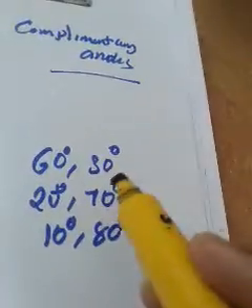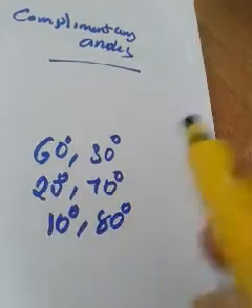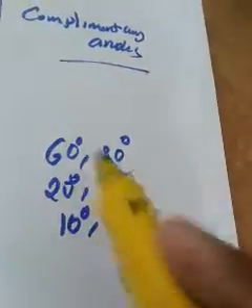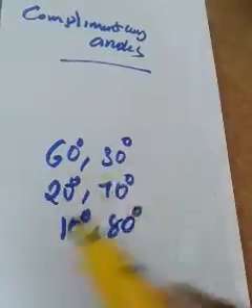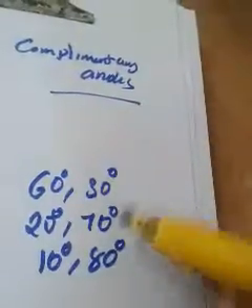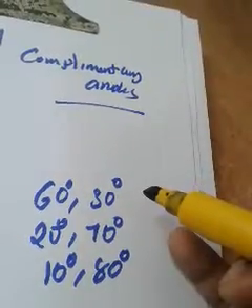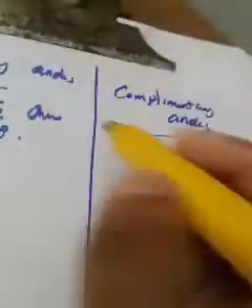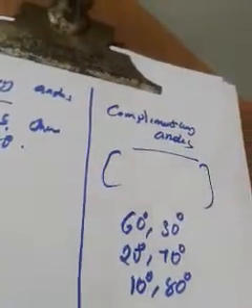See, 60 plus 30 is 90, 20 plus 70 is 90, and 10 plus 80 is 90, right? Yes, so a complementary angle is defined as a pair of angles whose sum should be 90 degrees. If the sum is 180 degrees, it is known as supplementary angles. If two angles are such that their sum is 90 degrees, they are defined as complementary angles. And let me come to the point: linear pair. So here you are supposed to write the definition.